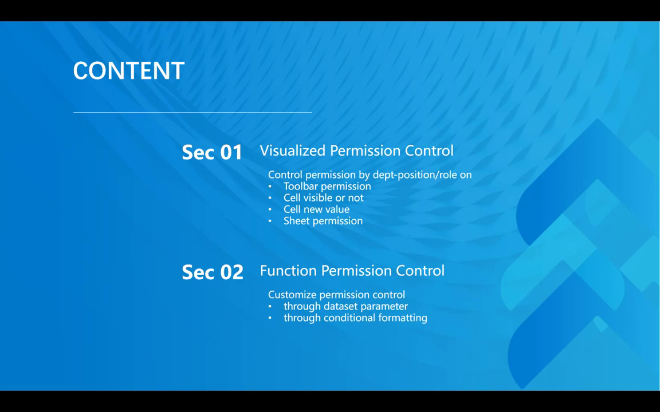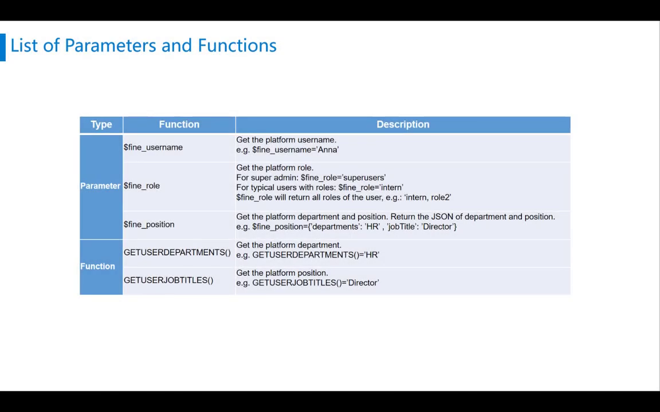So finally, let's take a review of what we just learned. The first is visualized permission control, which controls permission by department, position or rule. On toolbar permission, cell visible or not, cell no value, and sheet permission. And the second is function permission control, which customizes permission control through dataset parameter and through conditional formatting. For the parameters and functions, we have 3 different types of parameter: find user name, find rule, find position, and 2 functions: get user departments and get user job titles.